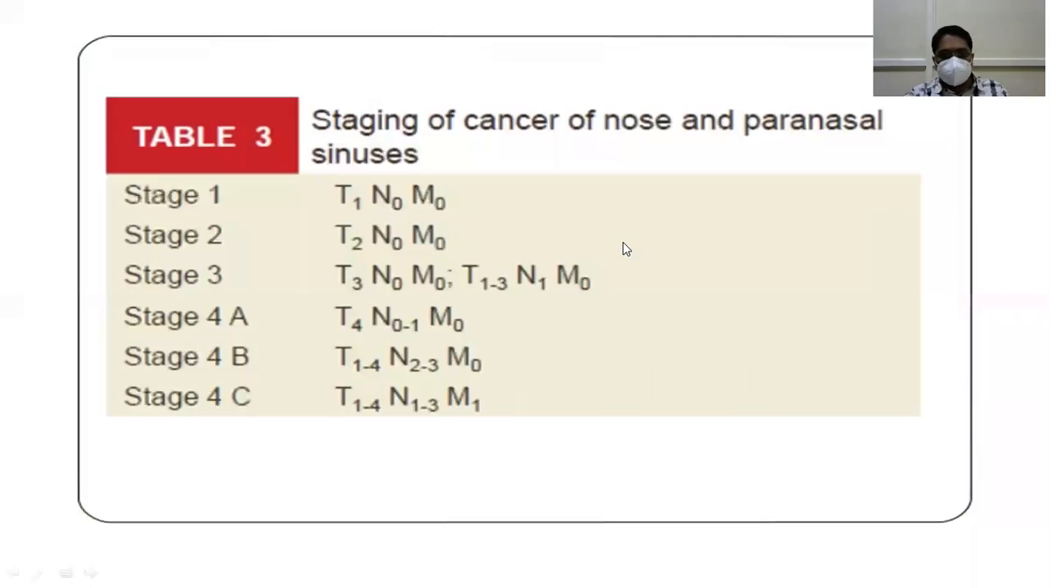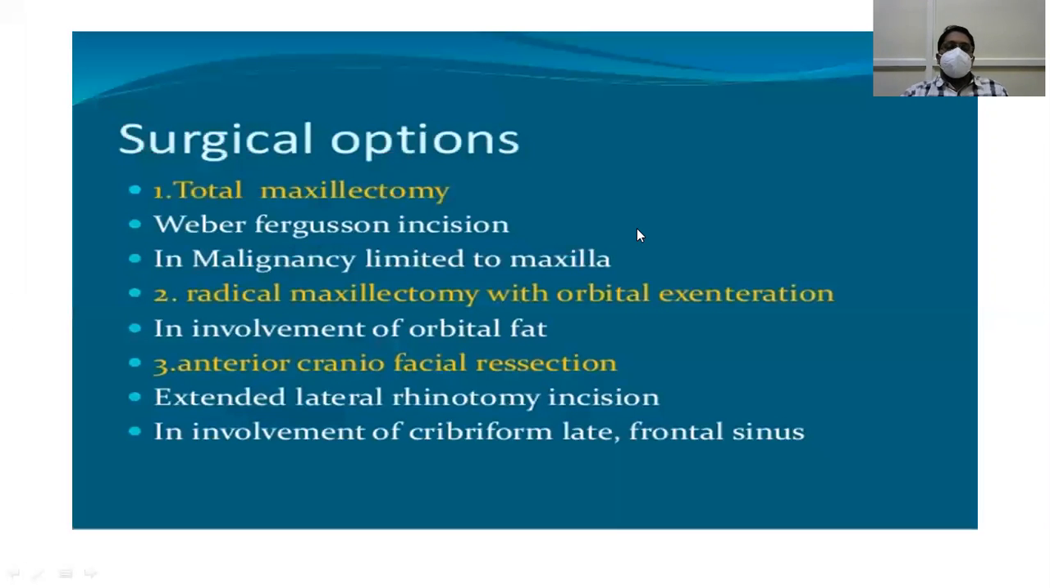Now the surgical options: mainly total maxillectomy and radical maxillectomy with orbital exenteration. Surgical precision and all is not much needed for you, but you need to know the names at least. And craniofacial resection when there is involvement of the cribriform plate and the frontal sinus and all.